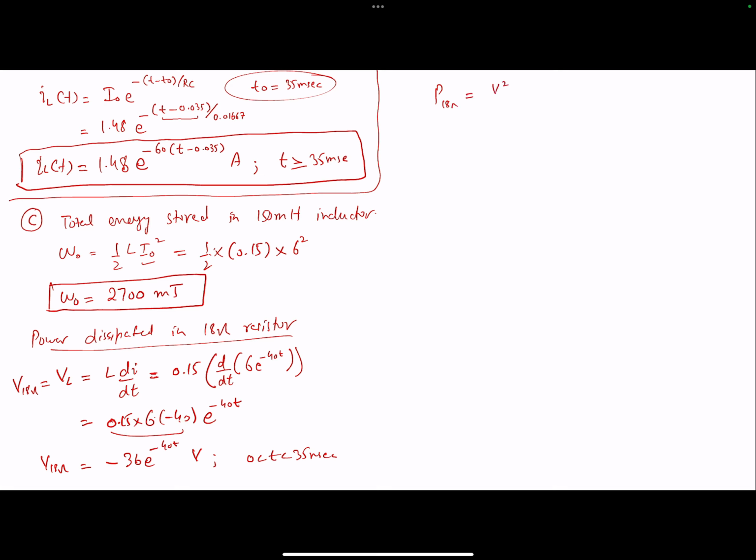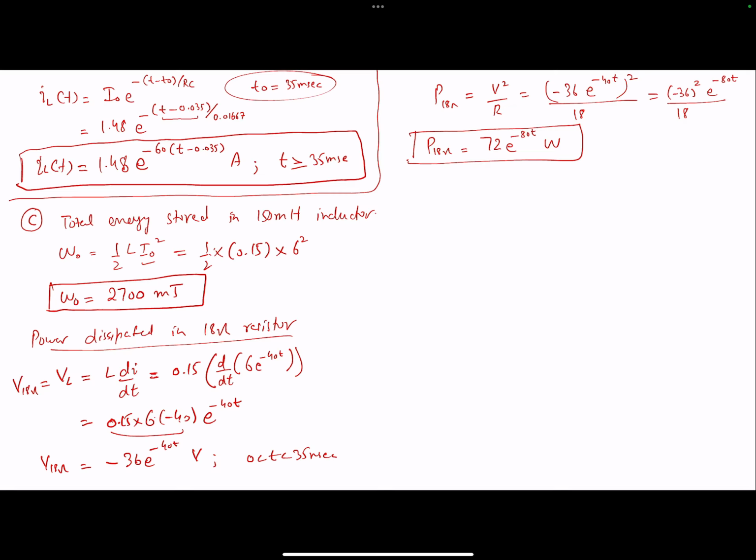resistor, which should be V squared over R. V squared is minus 36 e raised to power minus 40t, squared, divided by R, which is 18. So essentially minus 36 squared e raised to power minus 80t divided by 18. And this comes out to be the power dissipated in the 18 ohms resistor: 72 e raised to power minus 80t watts. This is the power that gets dissipated in the 18 ohms resistor.